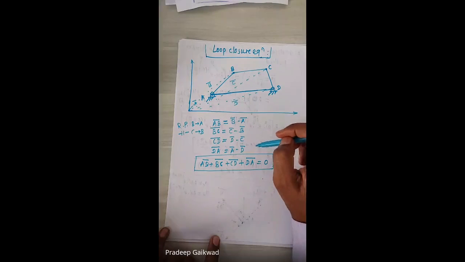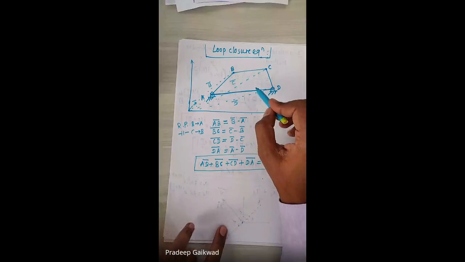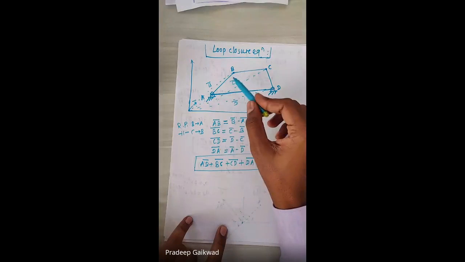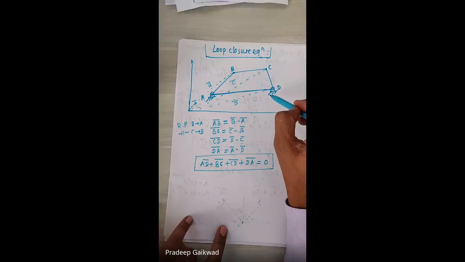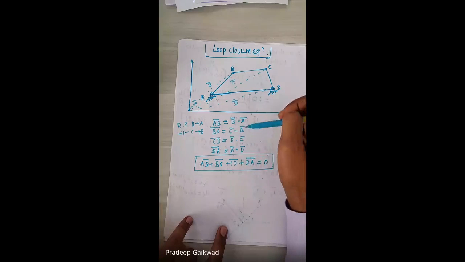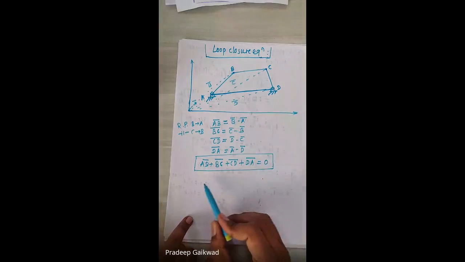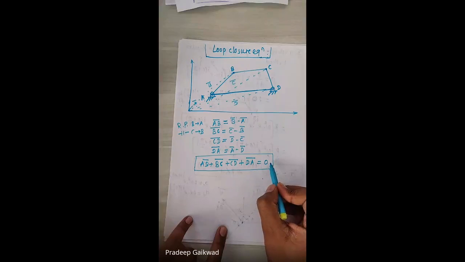I repeat what I did. I consider one mechanism, let's say ABCD. For this mechanism, I find the absolute position vectors of A, B, C, and D. Then with respect to these absolute position vectors, I find the relative position vectors for links AB, BC, CD, and DA. Now if I add these vectors, it must be equal to 0. Now who told you this must be equal to 0? It is nothing but the loop closure equation.